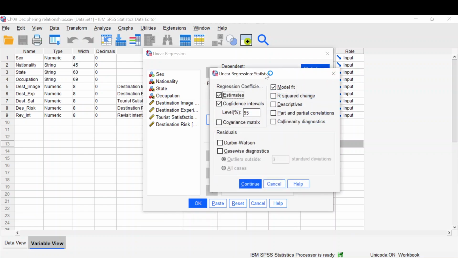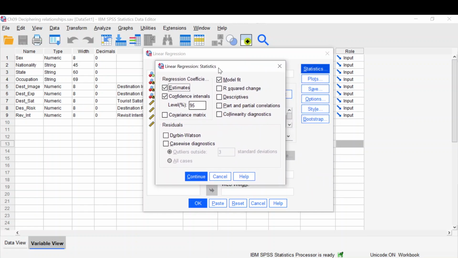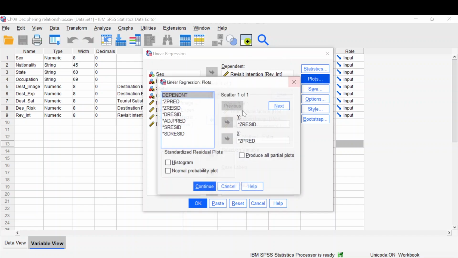Okay. Double check your estimates and your statistics. So estimates is checked. We have a 95% confidence interval, and we've made sure that we're assessing model fit. And for our plots, we have the z residual on the y-axis and the z predicted residual on the x. You can also include some histograms, normal probability plots. We're going to leave these out of the example though.